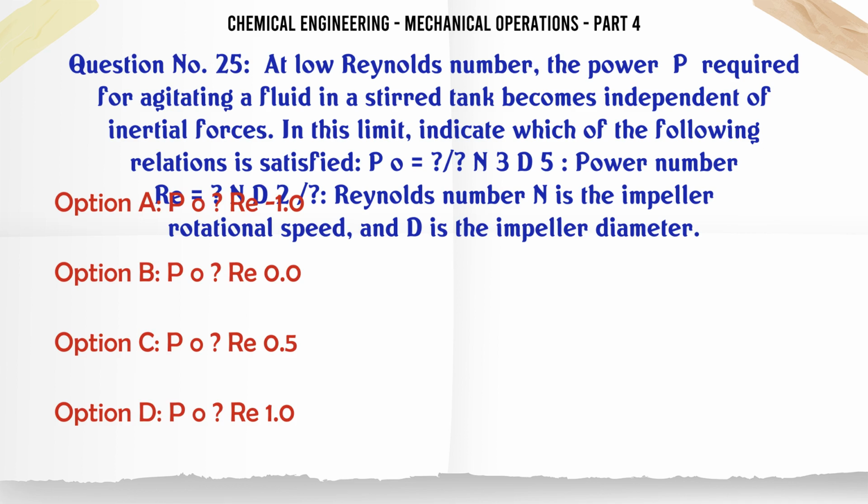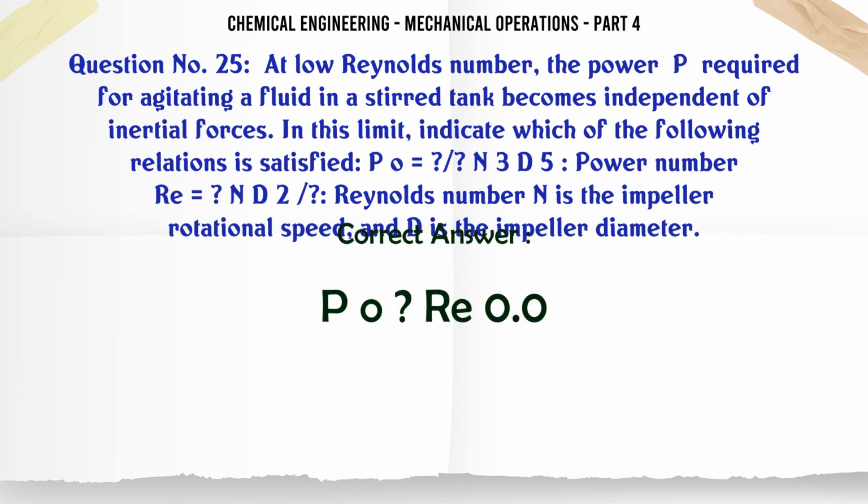In this limit, indicate which of the following relations is satisfied. P = power number N_P = P/(ρN³D⁵), Re = Reynolds number = ρND²/μ. N is the impeller rotational speed and D is the impeller diameter. A. N_P ∝ Re^1.0, B. N_P ∝ Re^0.0, C. N_P ∝ Re^0.5, D. N_P ∝ Re^-1.0. The correct answer is N_P ∝ Re^0.0.